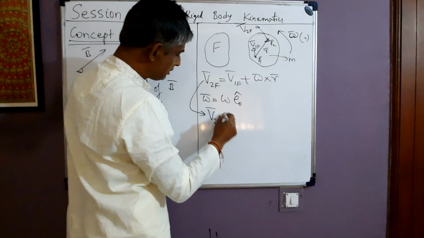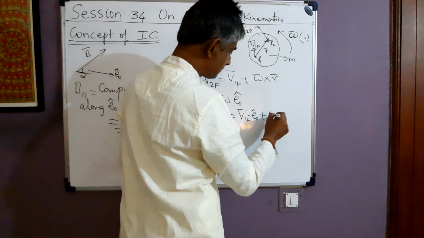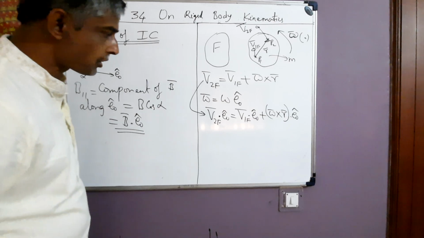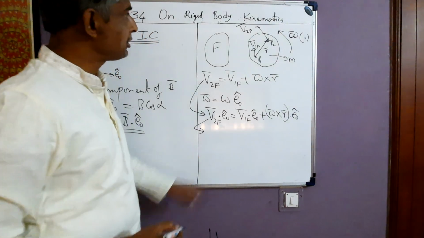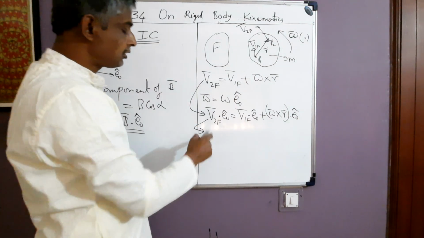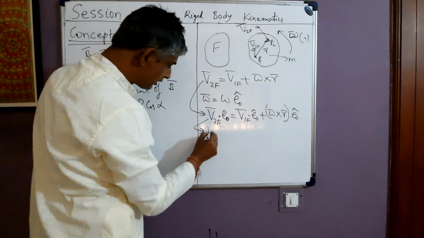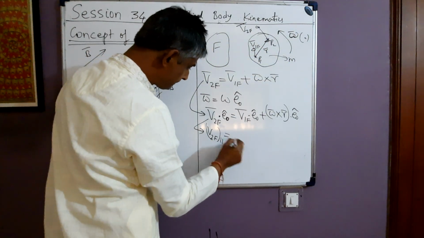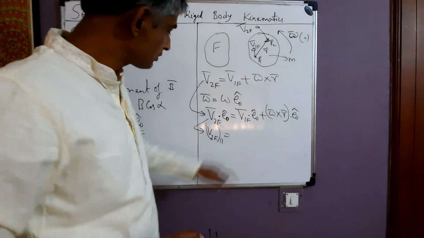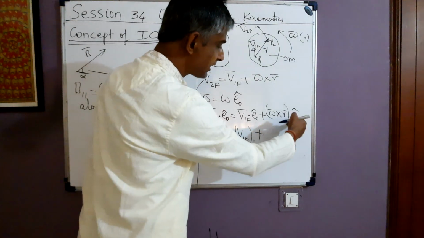So V2F dot E naught hat is equal to V1F dot E naught hat plus omega cross R dot E naught hat. Okay. Now what is this quantity? This is just the component of V2F along omega, by using the concept I discussed here. V2F dot E naught is the component of vector V2F along the direction of omega. So let us call this V2F parallel. What is V1F dot E naught hat? The component of V1F along E naught. Let us call this quantity V1F parallel, plus omega cross R dot E naught.